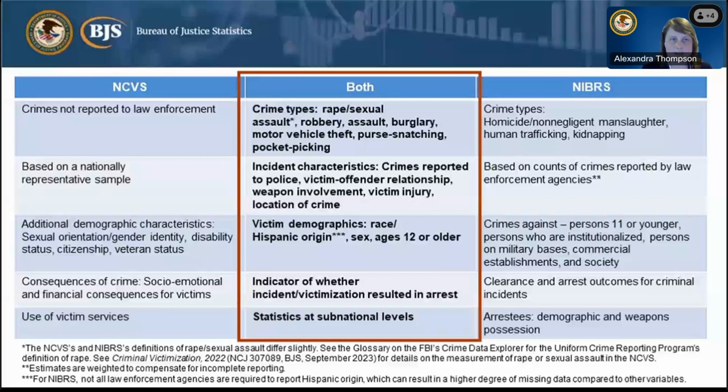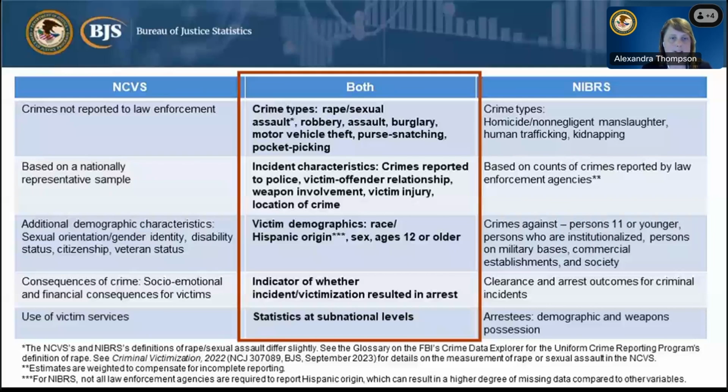Now, with just the NCVS, as mentioned by Susanna, it has crimes not reported to law enforcement, which is always important to capture in some way. We're also based on a nationally representative sample. It's a household survey, as Susanna mentioned, and we weight the data for our estimates based on non-response and sample design and a number of factors. We also collect some additional demographic characteristics besides the ones I already mentioned. We also collect sexual orientation and gender identity. We also collect disability, citizenship, and veteran status of the victim.